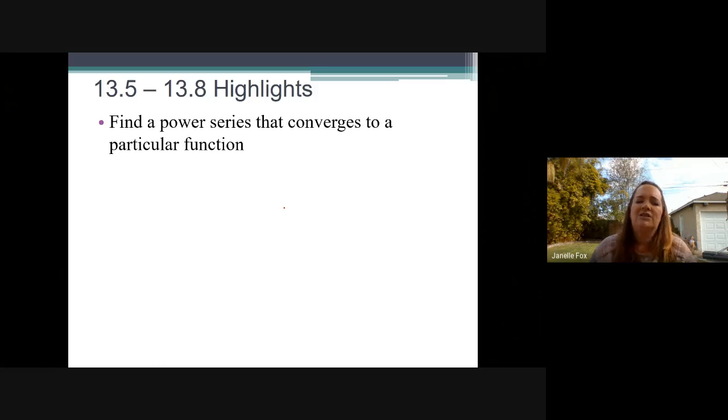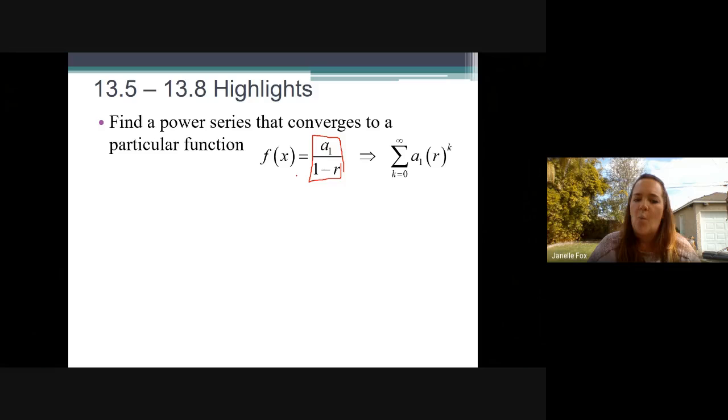Additionally, it might ask you to find a power series that converges to a particular function, and they're going to give you that function. If it doesn't look exactly like this, what's really important is getting a 1 in this spot. And if you don't have a 1 in that spot, go ahead and factor something out and then put that extra number in with the numerator.